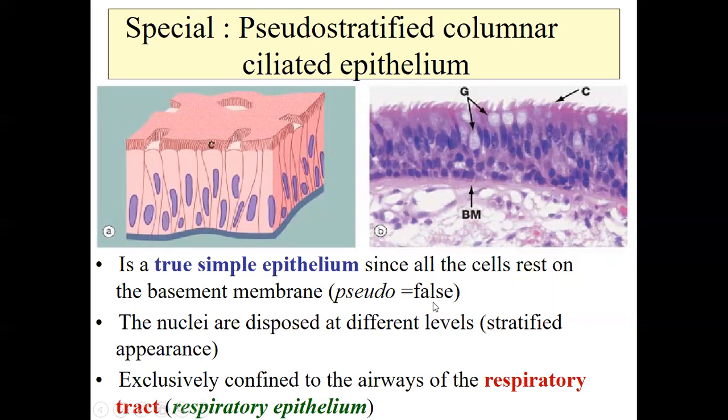Pseudo means false. And this pseudo-stratified columnar ciliated epithelium is exclusively confined to the airway of the respiratory tract. So you can only find this type of epithelium in the respiratory tract, where it forms the respiratory epithelium. You can see that we have the cilia on the apical surface, the apical domain, and this is the bottom part, the basement membrane. It looks like multiple layers, but actually it only has a single layer because the nuclei are at different levels.